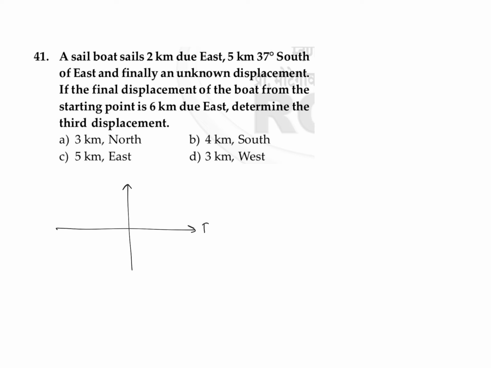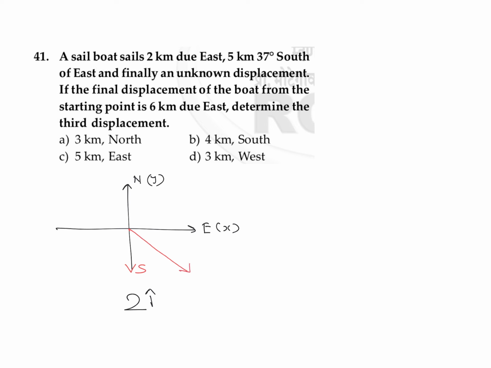Let's say this is east and this is north. East we are taking as our x-axis and north as our y-axis. The sailboat sails 2 km due east, so 2 km east we can take as 2 i cap, and 5 km 37 degrees south of east. This is south, and 37 degrees south of east.